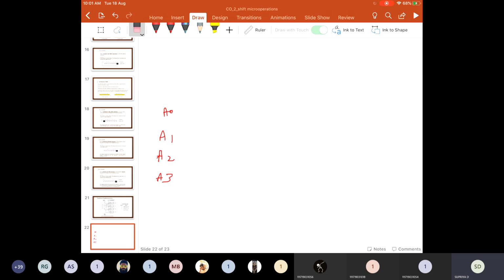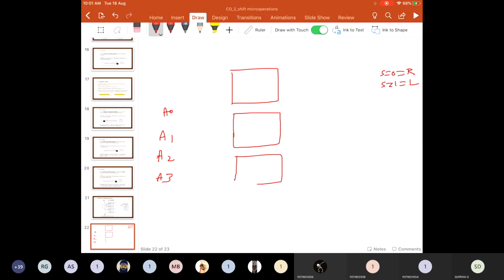Okay. When S equals 0, I want to perform right. When S equals 1, I want to perform left. Since I have 4 bits of information here, I'm using 4 multiplexers of 2 by 1. And for selection lines, only one selection line.